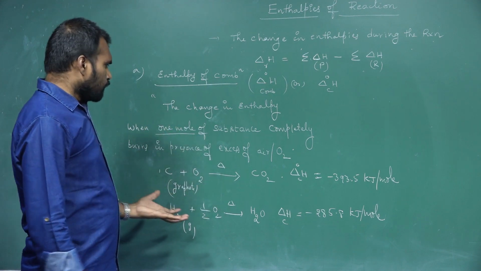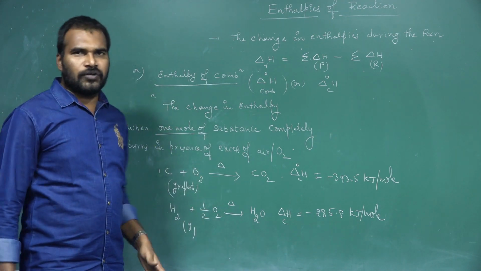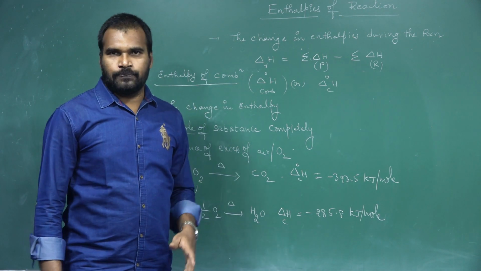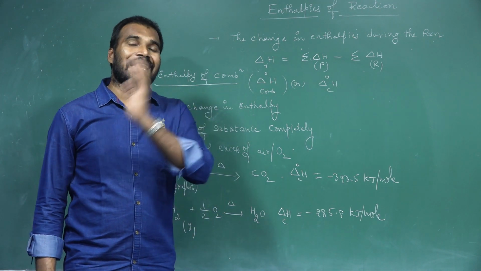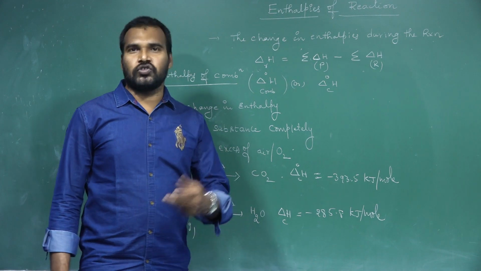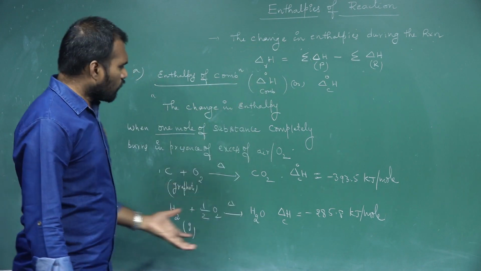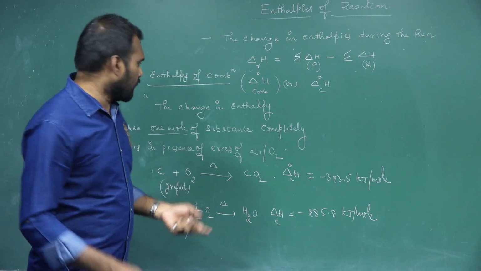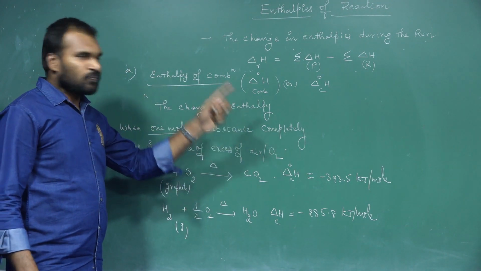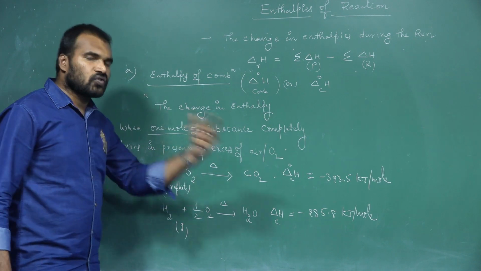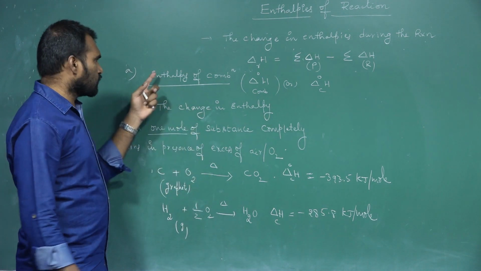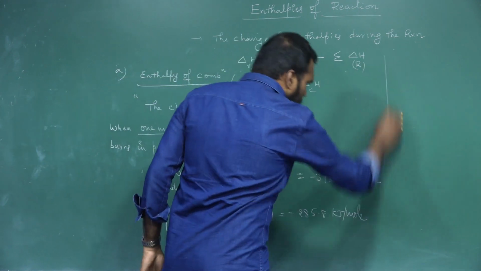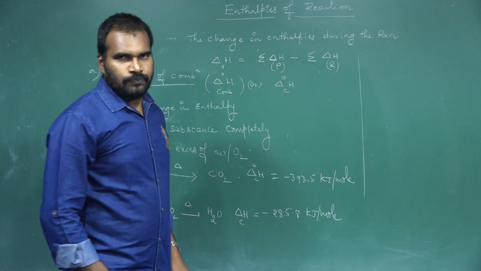So these all are examples. Or else methane: when 1 mole of methane undergoes combustion, it liberates nearly 890.4 kilojoules of energy. So these all are enthalpies of combustion. Once again, the change in enthalpy when 1 mole of the substance completely burns in the presence of excess air or oxygen, we call it enthalpy of combustion.